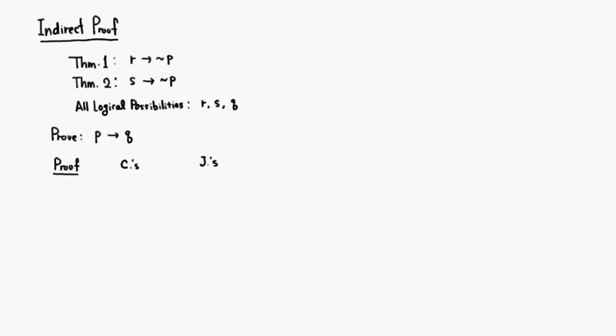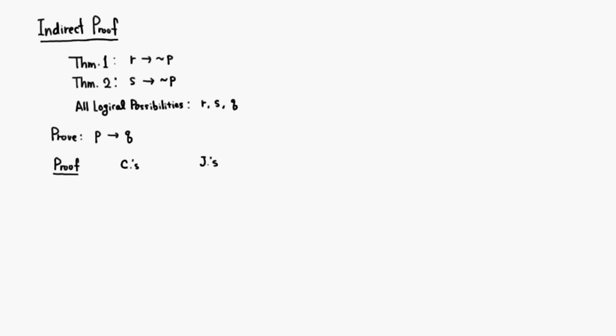All right, let's look at another proof technique called indirect proof. Let's say you have two theorems given. Theorem 1 says that R implies not P, and theorem 2 says that S implies not P. And we know that there are only three logical possibilities: R, S, or Q. Then we want to prove that P implies Q.